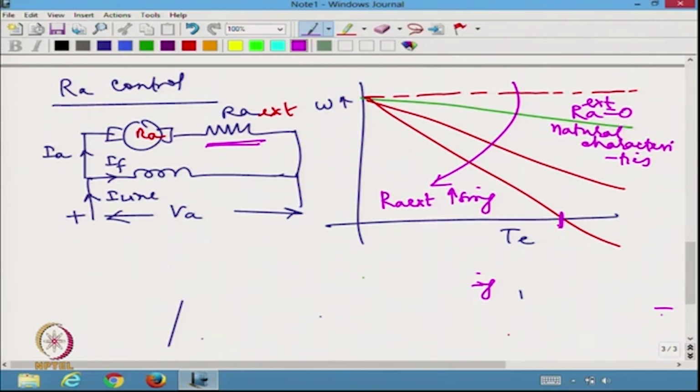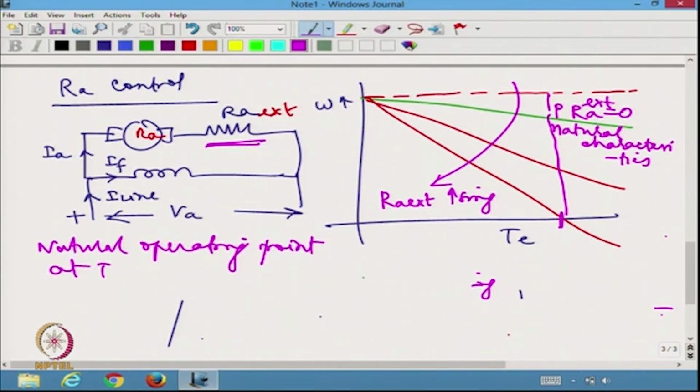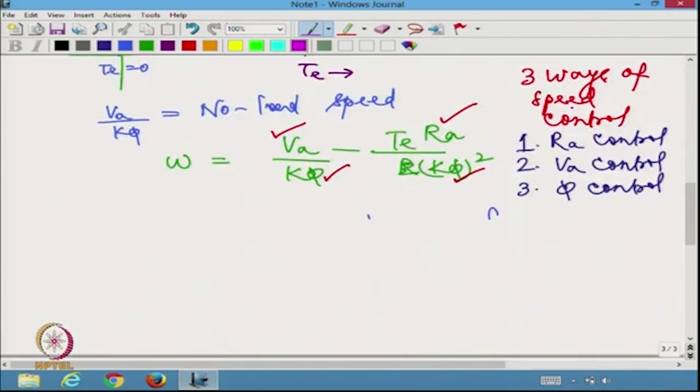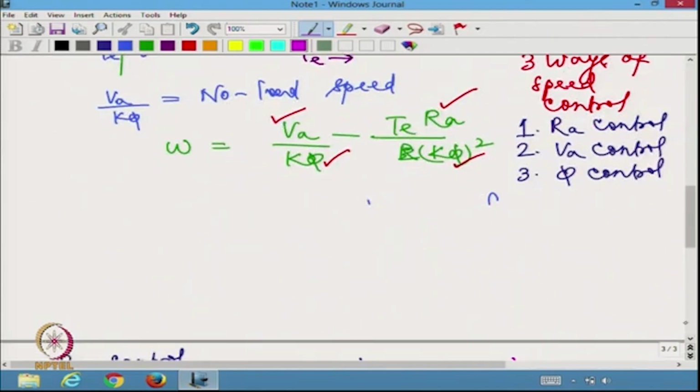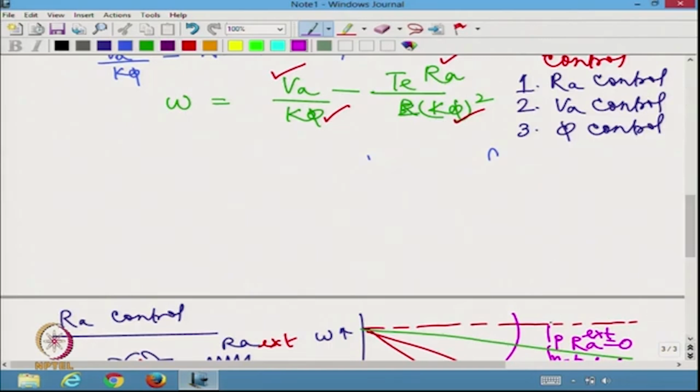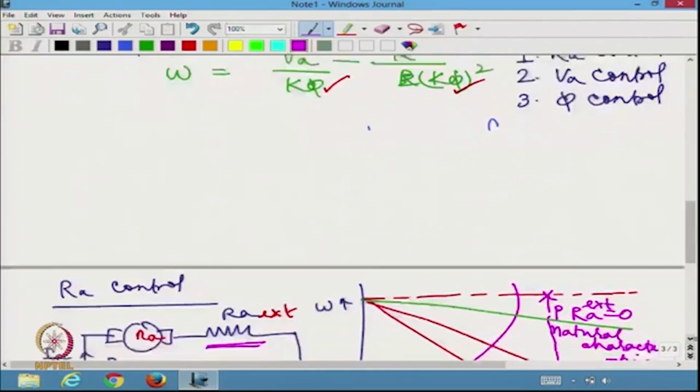Maybe I was under this operating condition P. So, the natural operating point at TE1 is P. So, this is TE1. So, this is the operating point P. This is the operating point P, right.